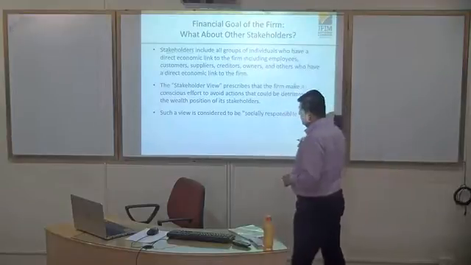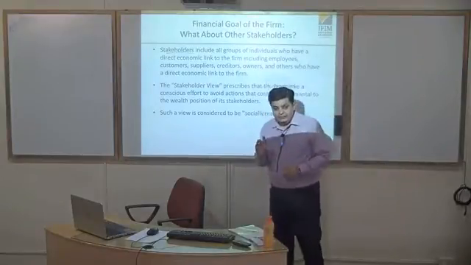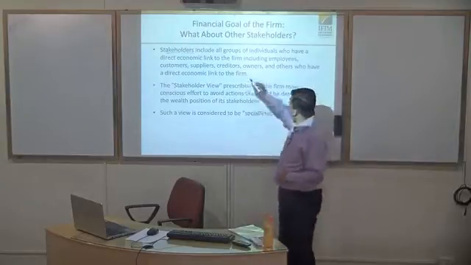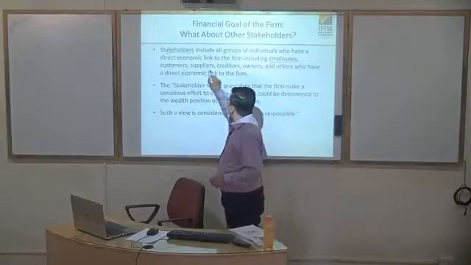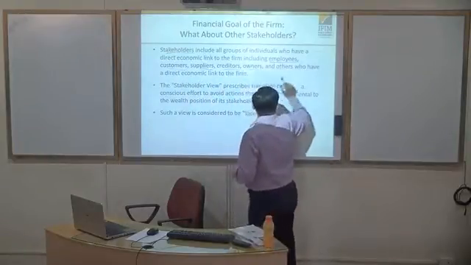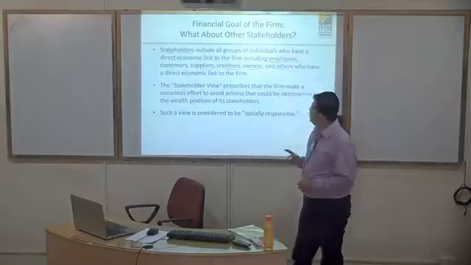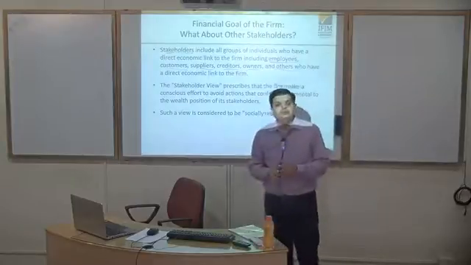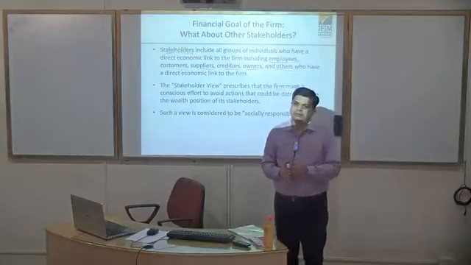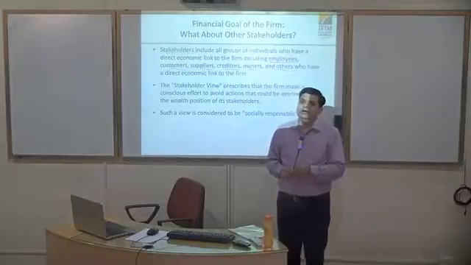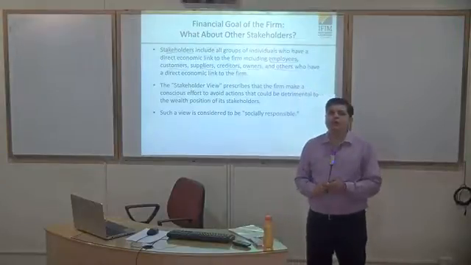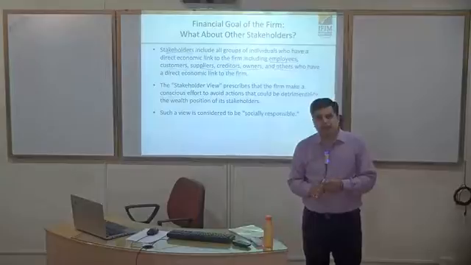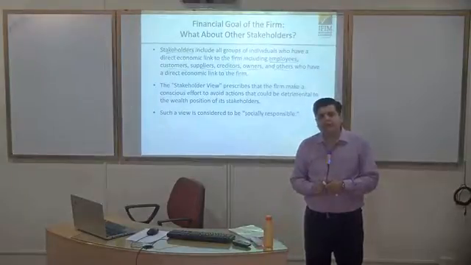But if you look at it from a little broader perspective, we also include employees of the company, customers of the company, suppliers, creditors, owners, and others who have a direct economic link to the firm. Those are all stakeholders for a company. We cannot leave out any one of these and say we have taken care of the stakeholders by only looking at equity holders. Equity holders are, of course, important.